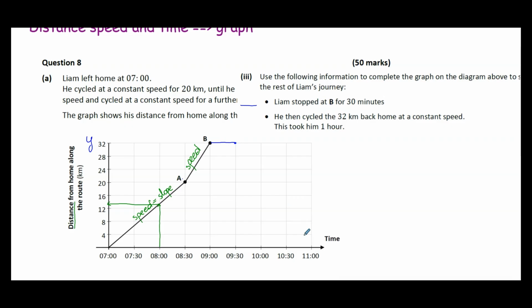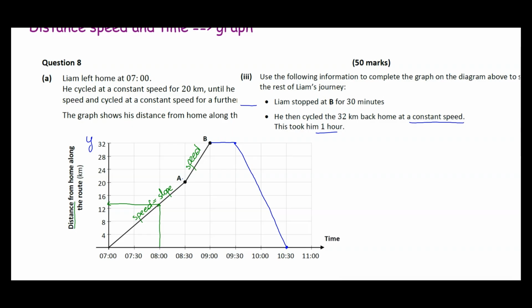But where will I draw that line? They're saying at a constant speed. So it's not going to be a broken line like this one when the speed changed. It's going to be a straight line. And they are telling me that it took him 1 hour. So he's here at half 9, which means in an hour's time, he will be at half 10. So that's where we draw our straight line, and that's how we complete that graph.